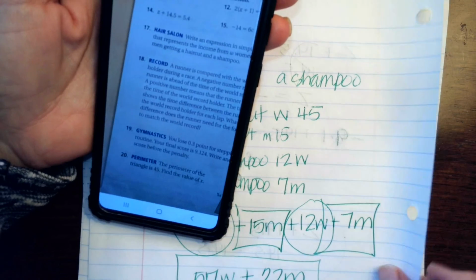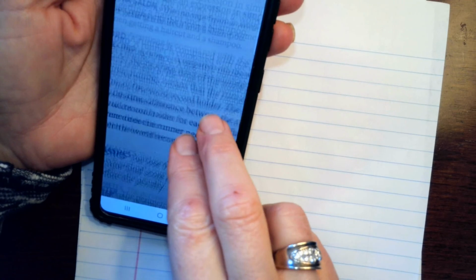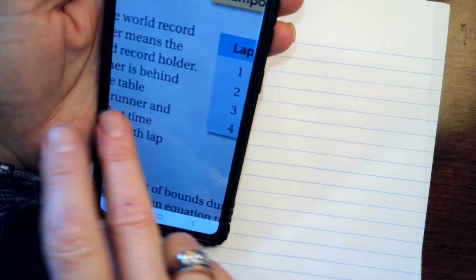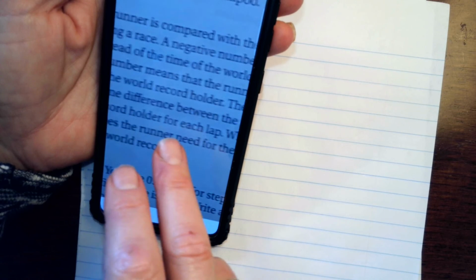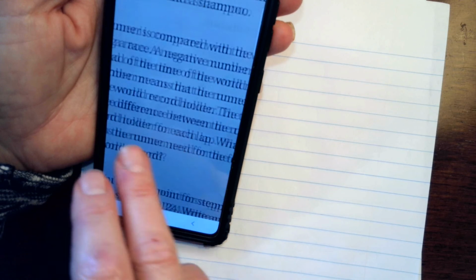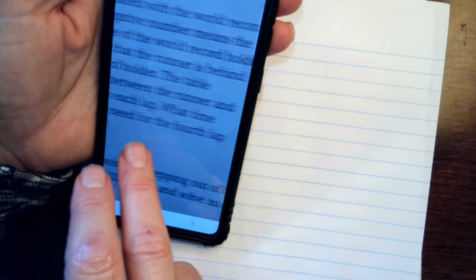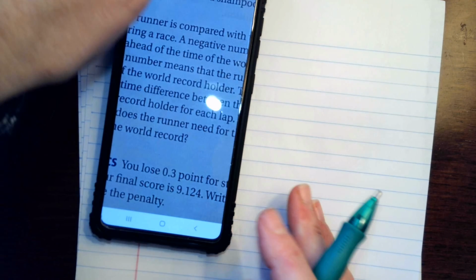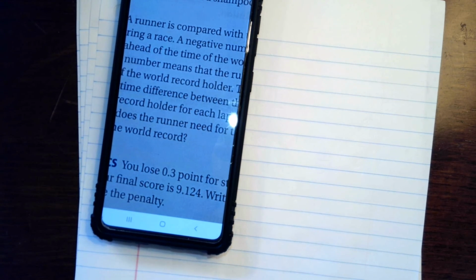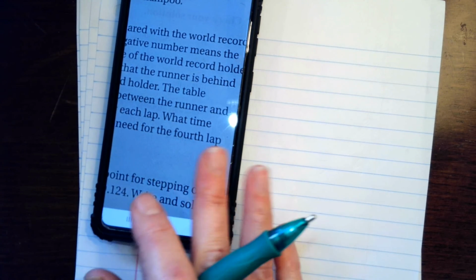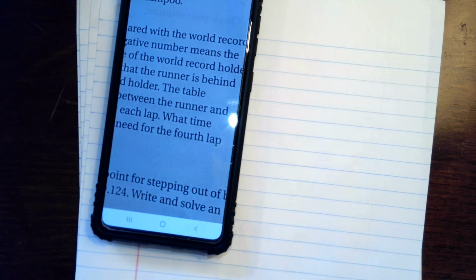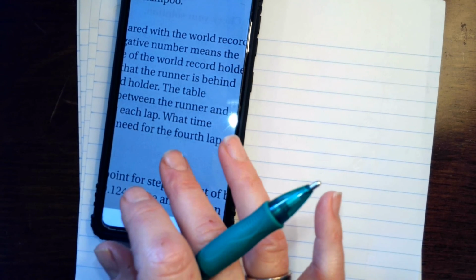A runner is compared with the world record holder during a race. A negative number means the runner is ahead of the time of the world record holder, and a positive number means that the runner is behind. Does that make sense to you? If they have +5, that means that they were 5 seconds over the time. So in this, it's like golf. You want the lowest score possible. So a negative is good in this situation.